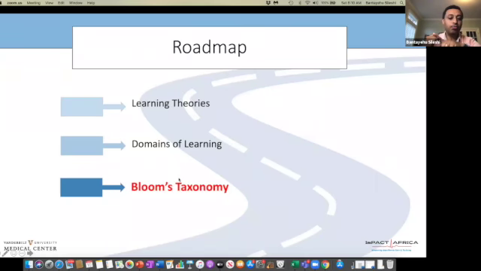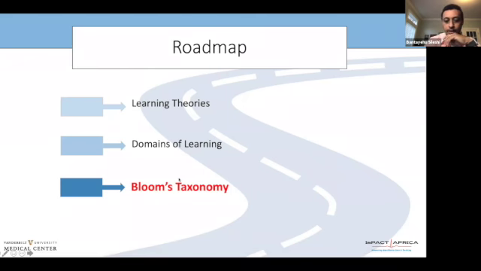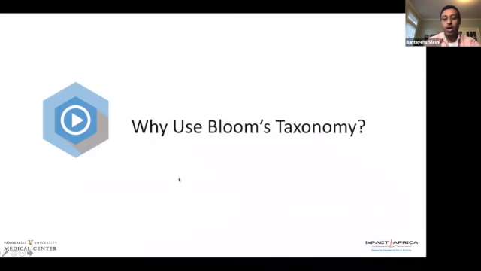We covered, briefly, learning theories. We talked about the three different domains of learning. Now we're just going to focus on Bloom's taxonomy. Okay. So why do we use Bloom's taxonomy?